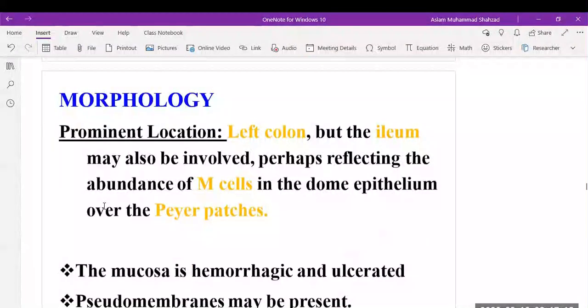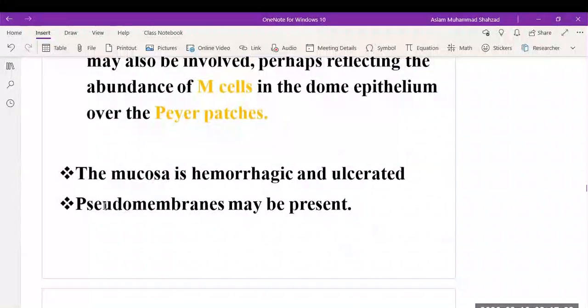The prominent location is the left colon, but the ileum is also involved. Why? Because of the presence of the M cells, which take up these microorganisms. So what happens is that it can affect the mucosa and cause hemorrhage and ulceration, and pseudomembrane may be present in the case.